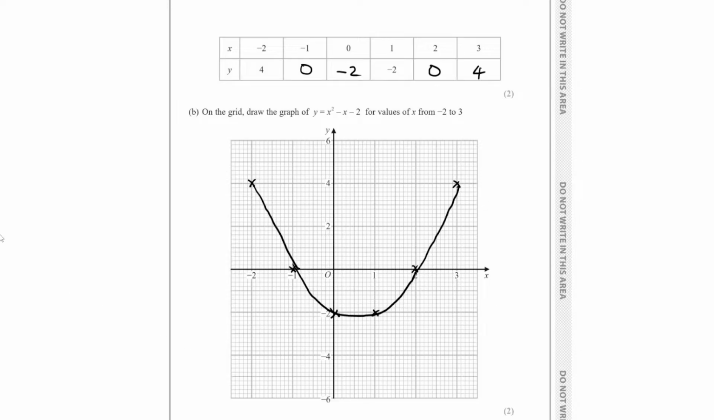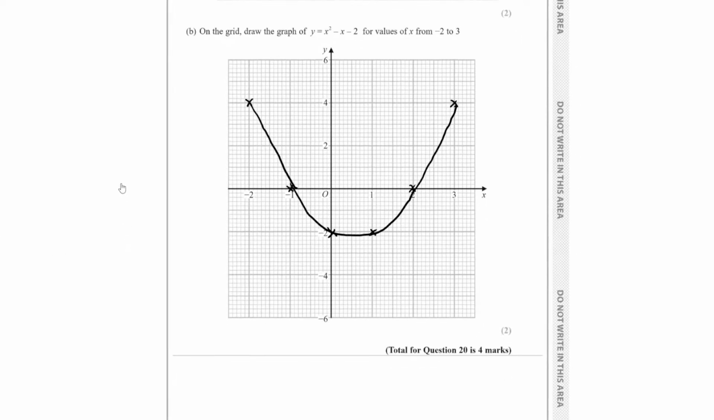I don't know, something a little bit like that. That's not too bad. Obviously, hopefully yours will look a bit better than that. So the whole question there is 4 marks. But as I said, I don't know if you'd already had that, so you might not get that again if you've already had it in paper 1.